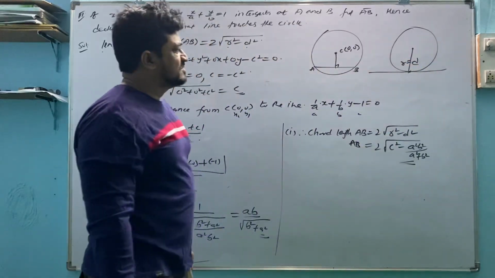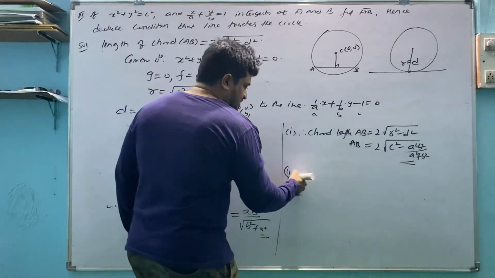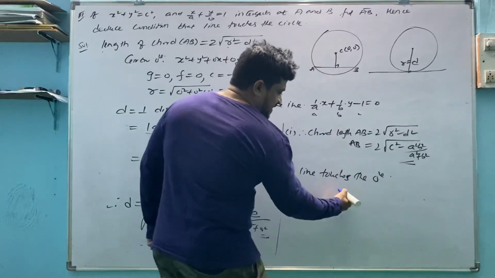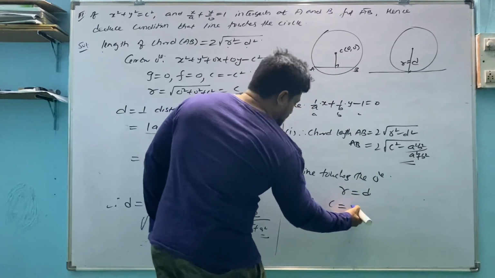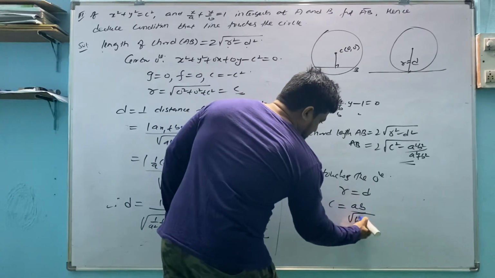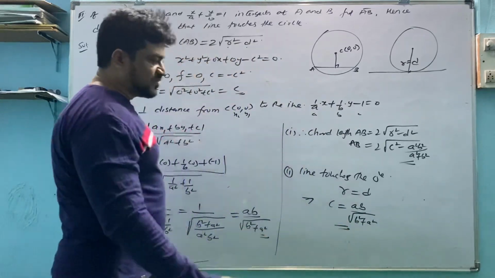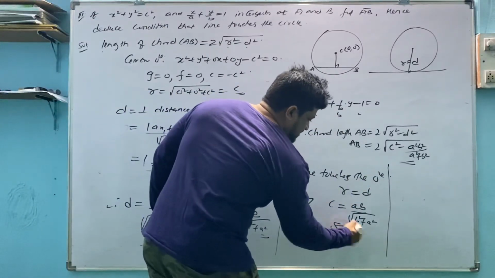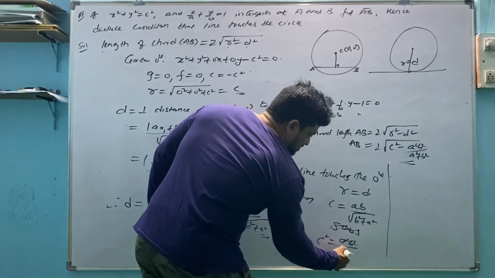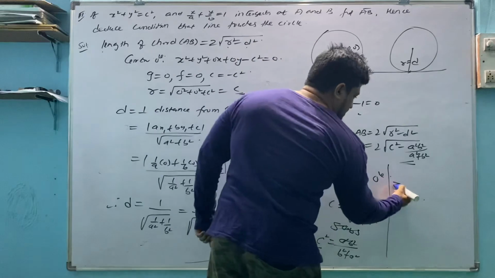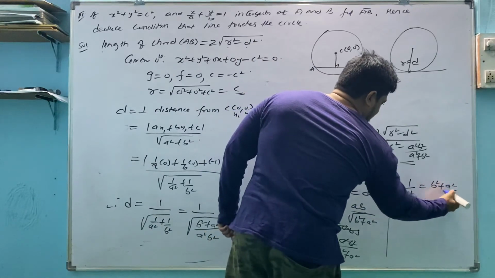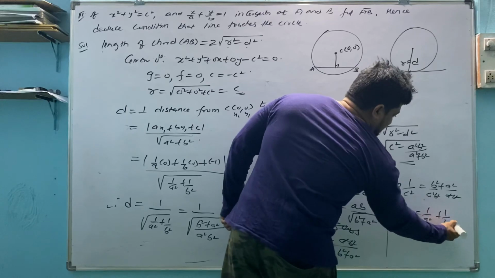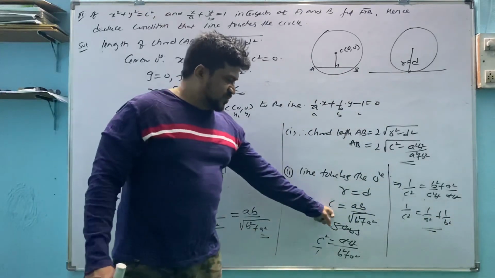Whenever a line touches the circle, now the case changes. What will be the case? Second is, line touches the circle. If a line touches the circle, then radius equals perpendicular distance. c is equal to the d value, ab by root of b square plus a square. You can leave it up to here, or you can simplify the same way we did in first year. How we have to simplify, check it out. Squaring on both sides, c square equals a square b square by b square plus a square. This is c square by 1. 1 by c square equals b square plus a square by a square b square. So 1 by c square is 1 by a square plus 1 by b square. No need to do till that. You can stop it over here itself. Okay.